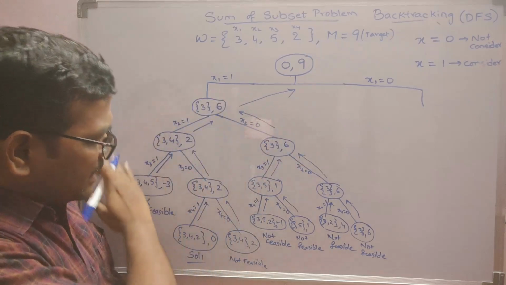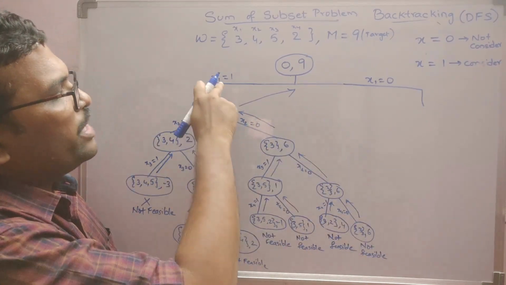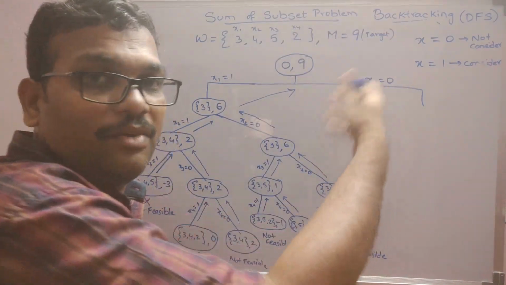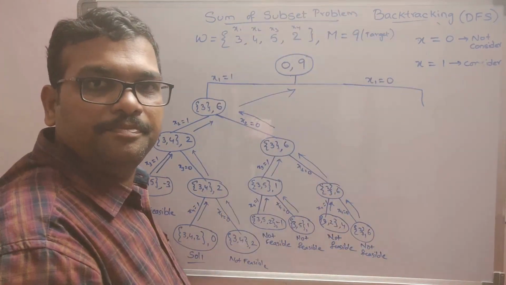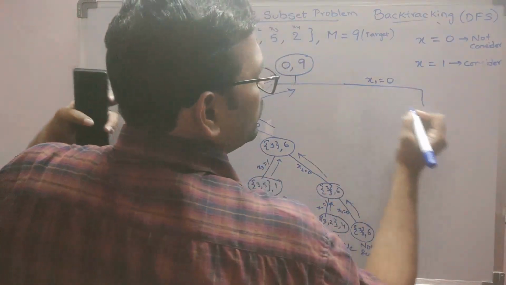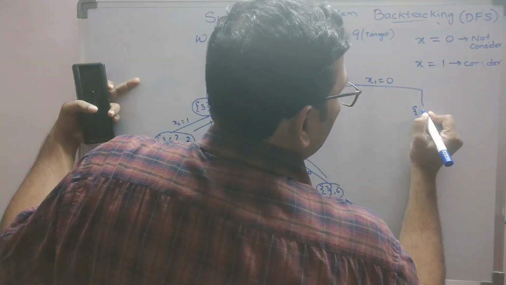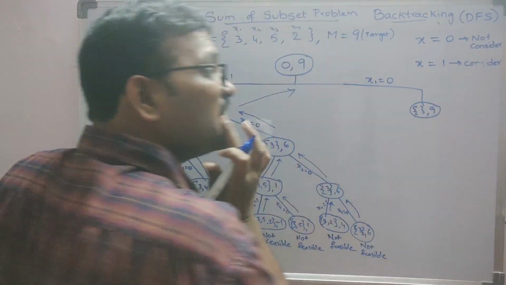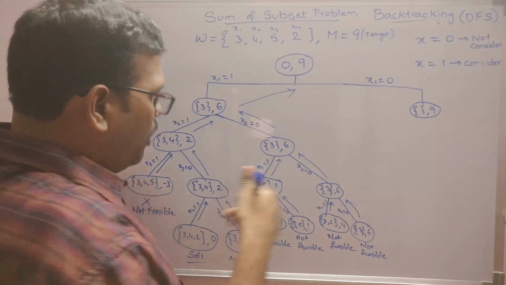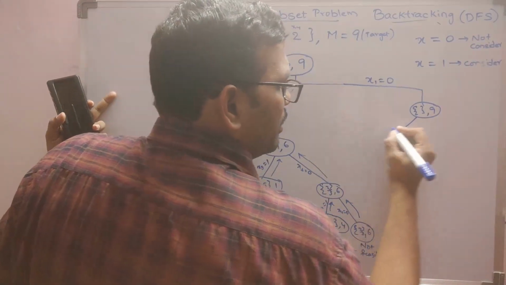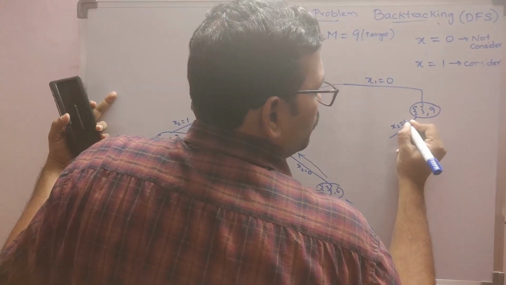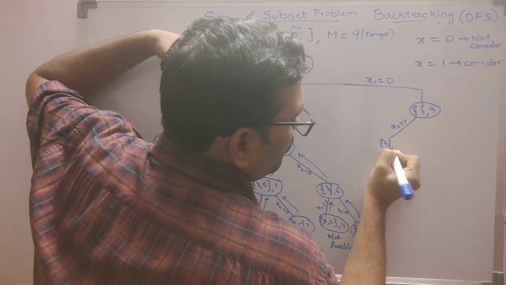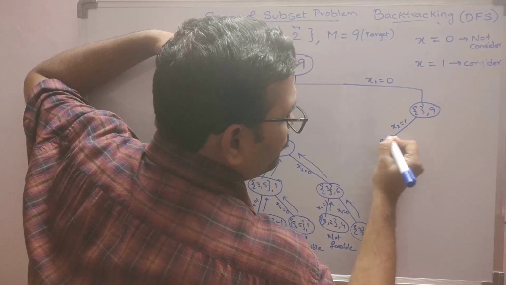So this complete path covers all the possibilities when we consider x1 is equal to 1, and we need to consider the second one, that is x1 is equal to 0, right? So if x1 is equal to 0, the set will be again an empty set with 9, and we need to follow all the same things. So again consider x2 is equal to 1. What is x2? 4. 9 minus 4 is 5.